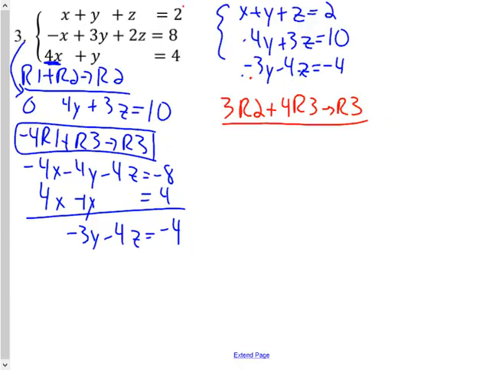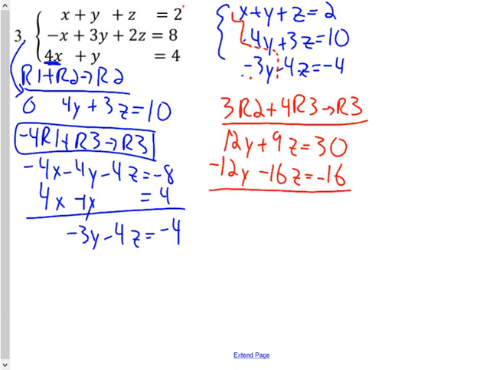We're using this one to eliminate the y's in the third equation. So we got 12y plus 9z is 30. 4 times the third equation, negative 12y minus 16z is minus 16. Again, negative 7z is 14, so z is minus 2. And again, you can technically rewrite your final system if you want, but at this point, usually I'm ready to back sub, and I'm back substituting.